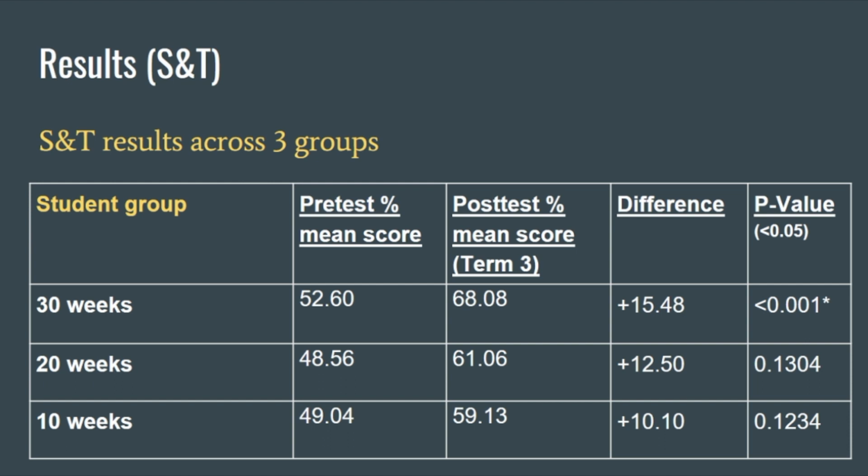So our results demonstrated that significant improvement is observed when the p-value is less than 0.05. So it is quite obvious here that students who have received support for up to 30 weeks achieve the most significant improvement. All right?